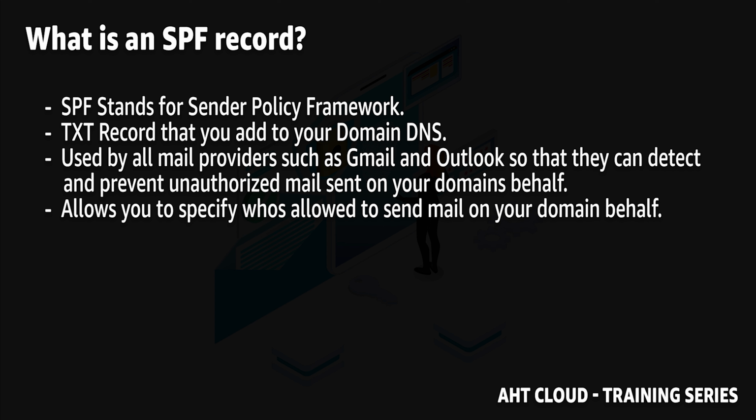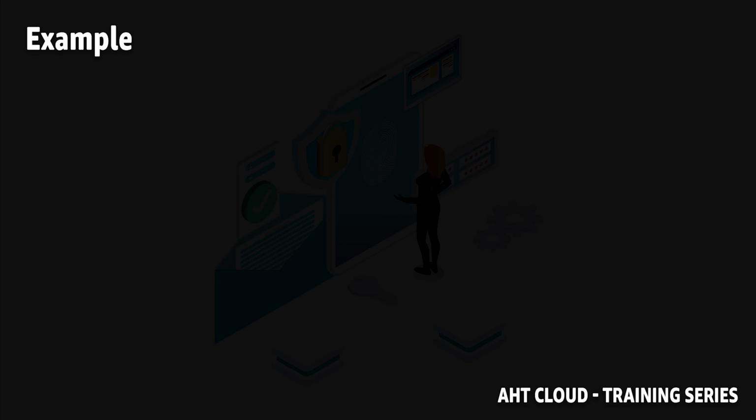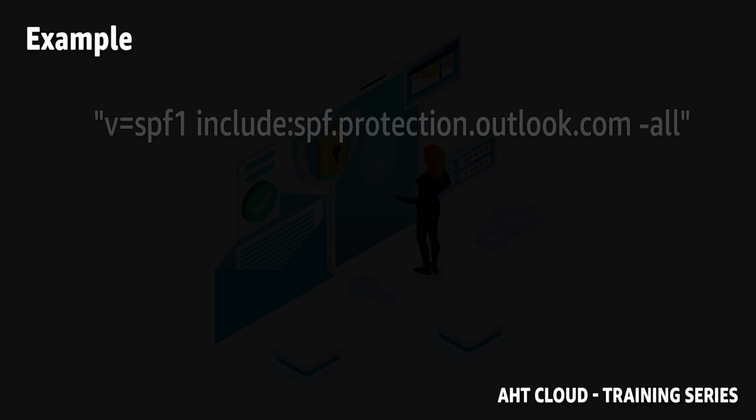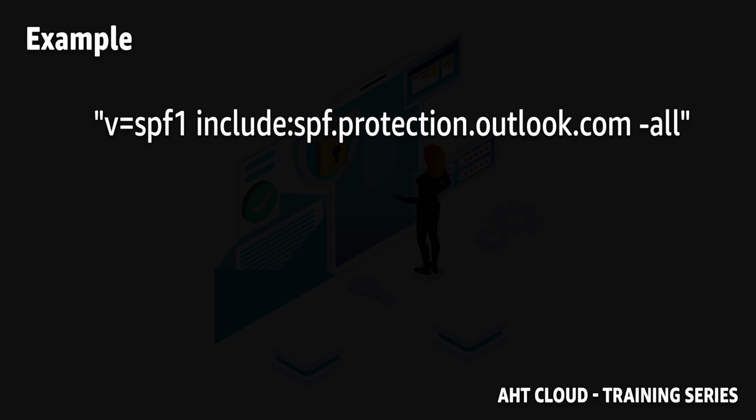Your SPF record should list exactly all the servers that are authorized to send mail on your domain's behalf and should tell the mail server providers how to handle any mail that is not authorized. For example, if you're using Outlook for your email provider, then your SPF record would look something like this.